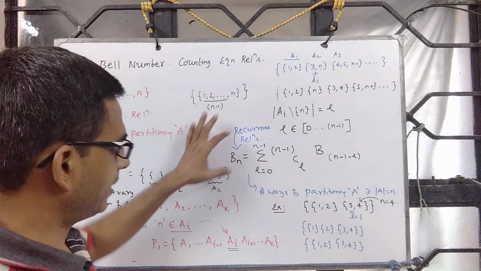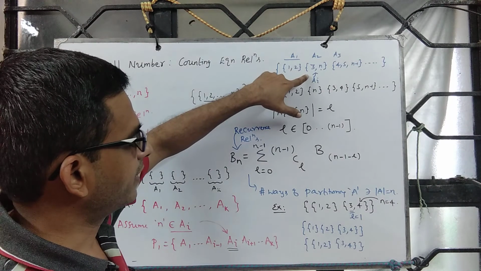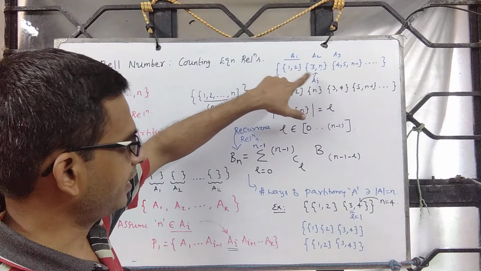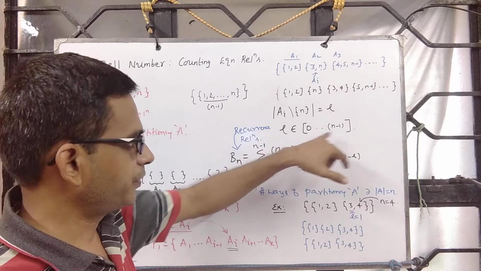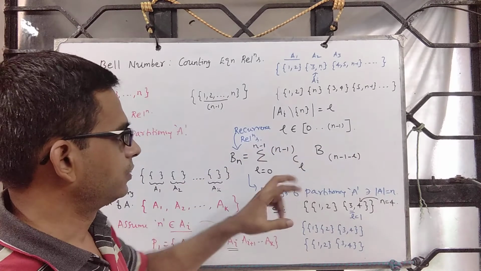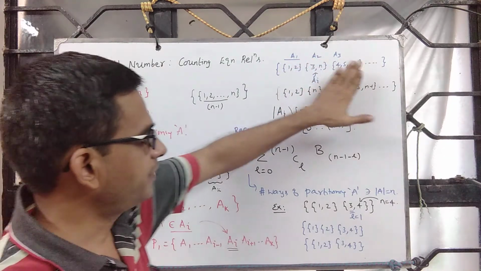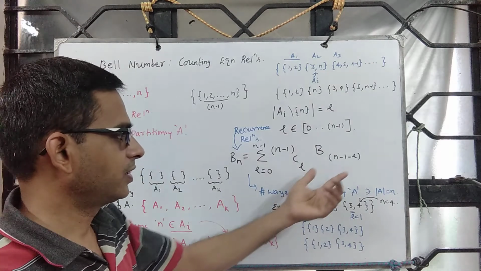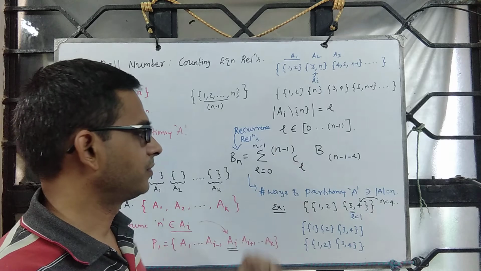Fine. So let me repeat this part again. We are fixing a subset which has n in it. Apart from that, there are L elements. So the possible values for L are 0 to n minus 1. So n minus 1 choose L, and the other elements can be partitioned in all possible ways. So it is B n minus 1 minus L.